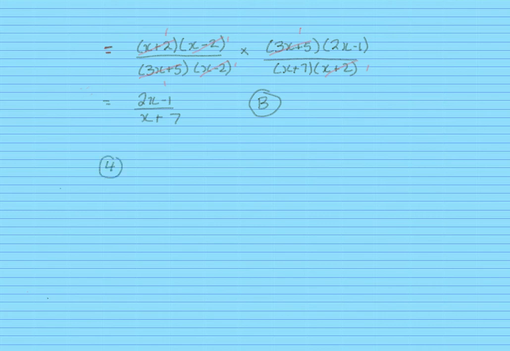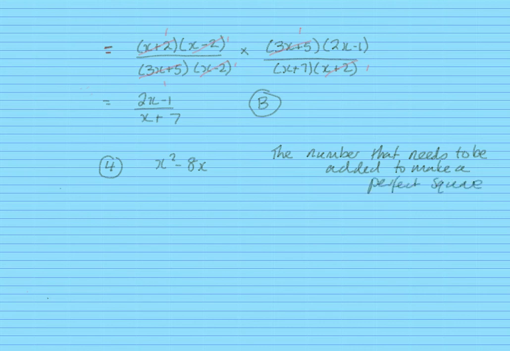Okay, number 4. X squared minus 8x, and we want to add a number to make it a perfect square, and then the question is asking for what is the actual perfect square expression. So we kind of have done this a lot when we are completing the square, but we haven't had a question quite like this. So we want the number that needs to be added to make a perfect square.